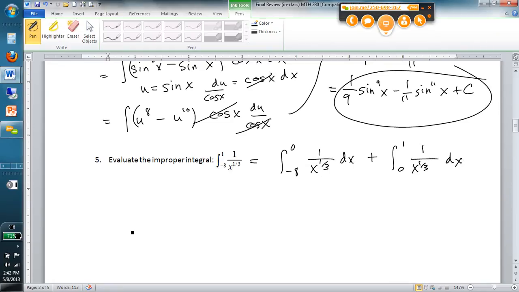Now remember, since I can't evaluate this at 0, I do a limit thing, don't I? A t-limit. So we introduce limits here. I'm going to do the limit as t goes to what? 0? If it was infinity, I'd go t to infinity. For the first one, I'd be -8 to t, x to the -1/3 dx. Let's write it that way. And then the same thing here.